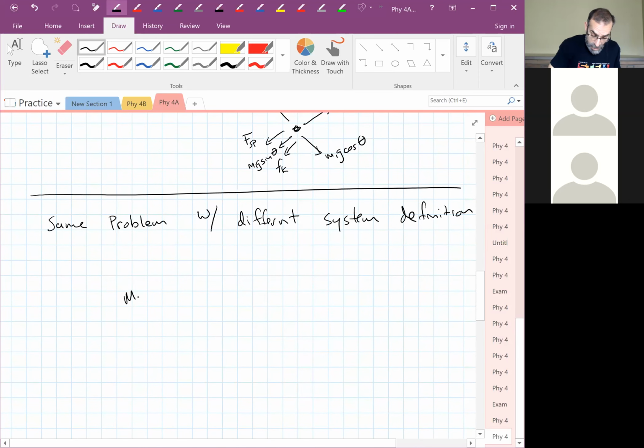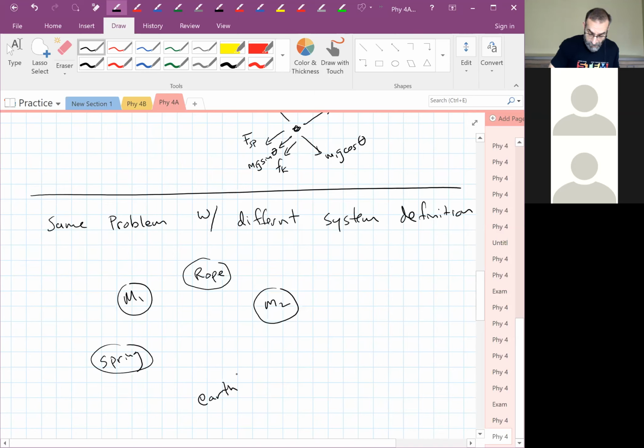We had M1, we had the rope, M2, the spring, and the earth. M1 was interacting with the rope, of course. The rope was interacting with M2. The spring and M1 are interacting. M1 and the earth, non-contact.